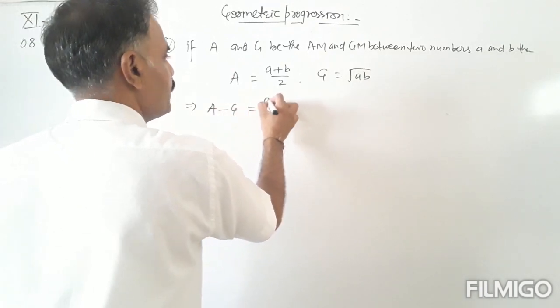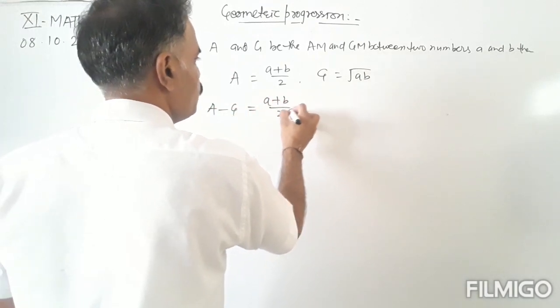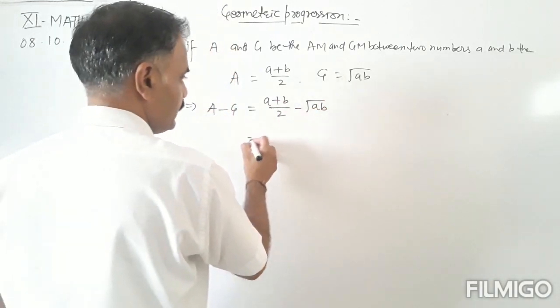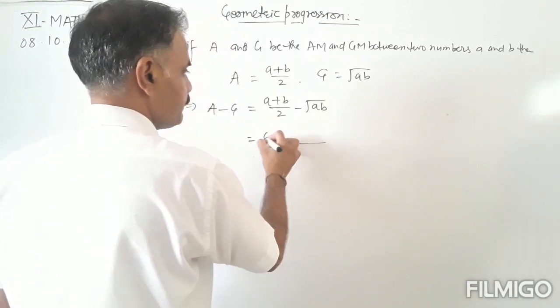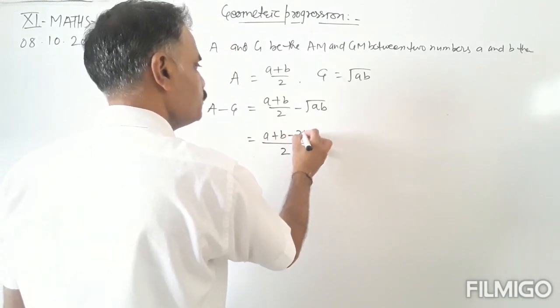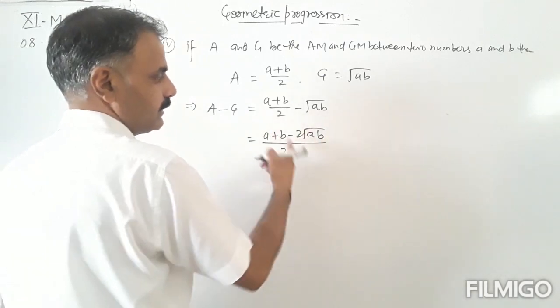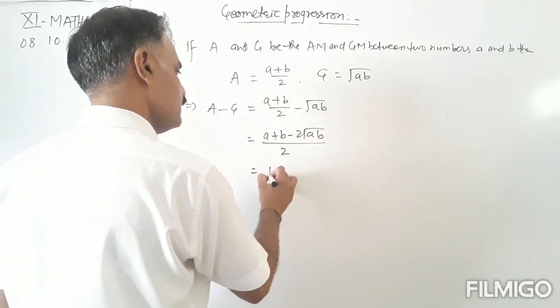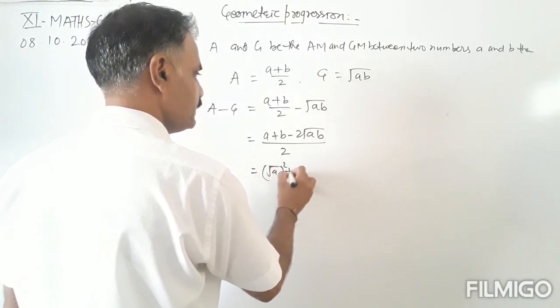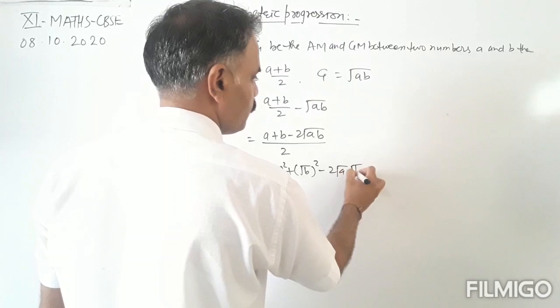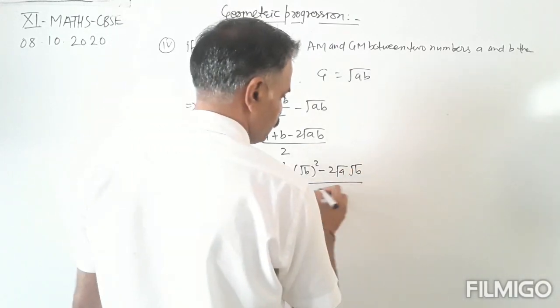A minus G is equal to (A plus B) upon 2 minus under root AB. Okay, so this is equal to, taking 2 as LCM, (A plus B minus 2 under root AB) upon 2. This can be written down, by taking the LCM 2, as (under root A) square plus (under root B) square minus 2 under root A under root B, upon 2.